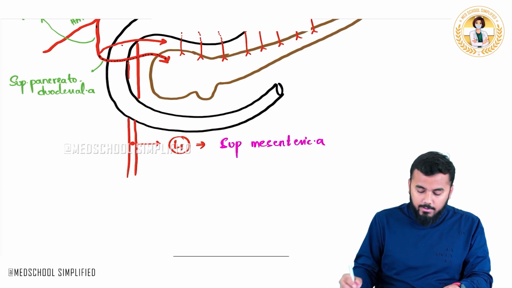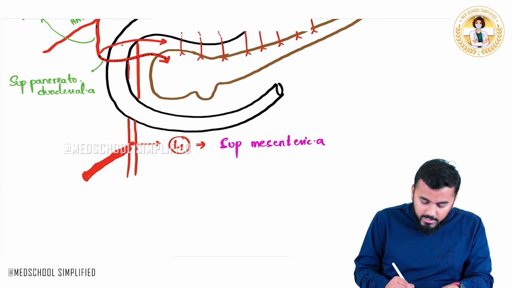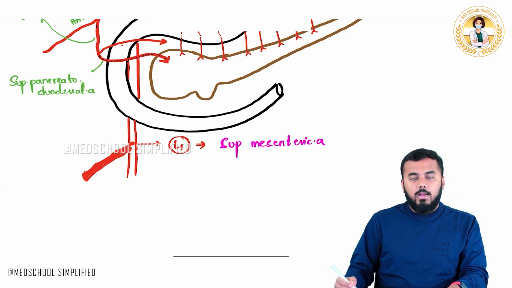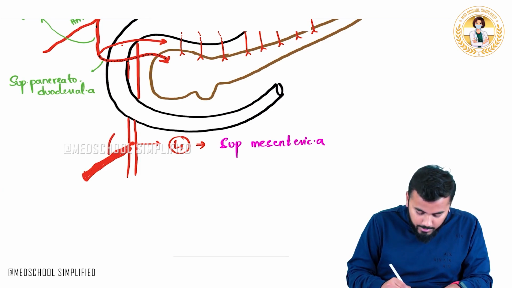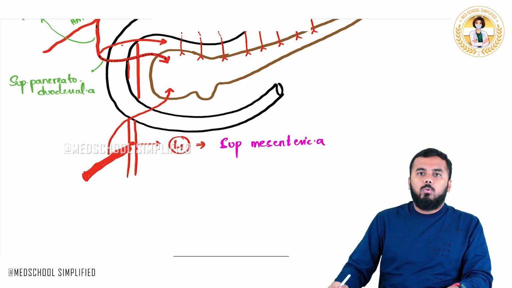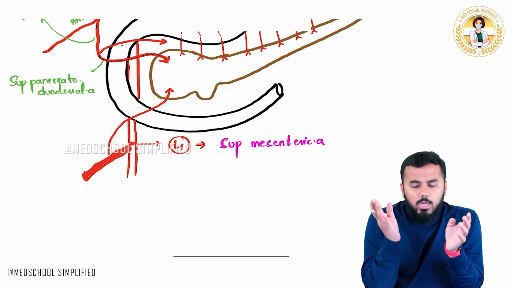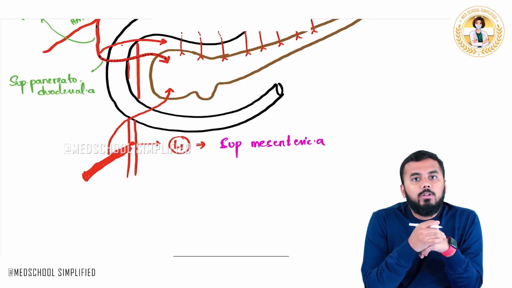Superior mesenteric artery, okay. So let me draw this artery. You see, this artery is called the superior mesenteric artery. Now there is one branch of the superior mesenteric artery. This branch goes above like this and supplies the pancreas from below. This branch is also crossing your duodenum and pancreas, so it should also be called a pancreatoduodenal artery.